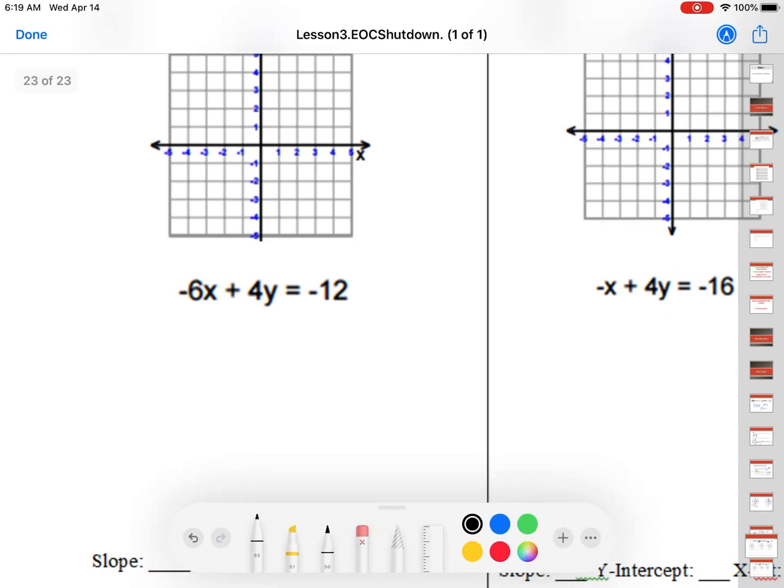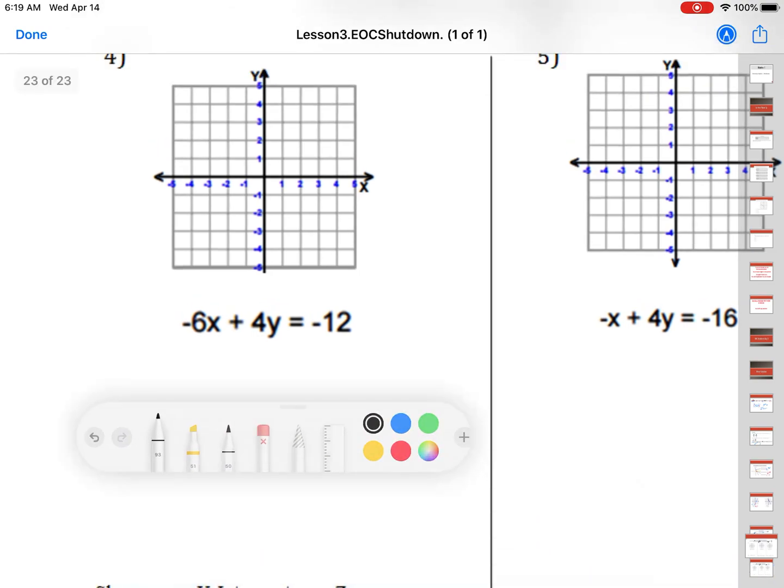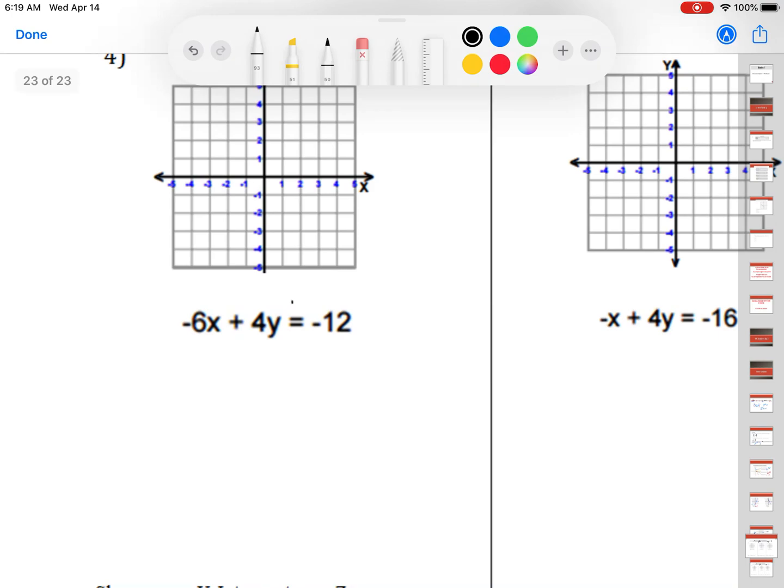So in number 4, my letter y is not by itself, so I can't do anything. This is the worst form because I don't know anything from this. I don't know what the slope is. I don't know what the y-intercept is. I need y to be by itself.